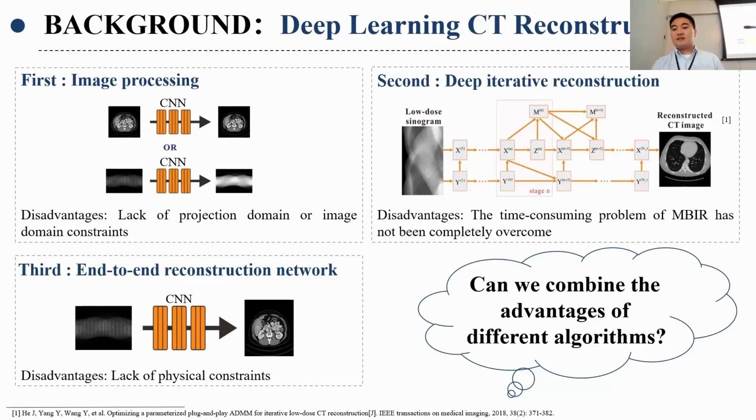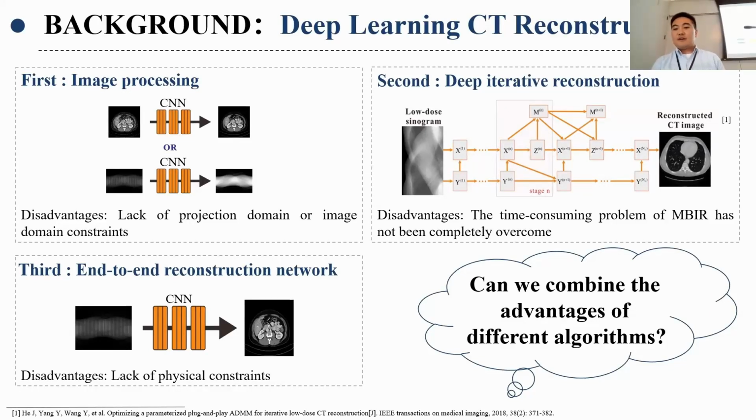The second type is deep iterative reconstruction. This kind of algorithm combines iterative algorithm with deep learning to reconstruct high-quality images by learning relevant prior information or hyperparameters. These hyperparameters are difficult to adjust manually. However, it does not fall outside the category of iterative algorithms, and its essence is still an iterative algorithm, which does not overcome the inherent defect, that is, the time-consuming problem of the iterative process.